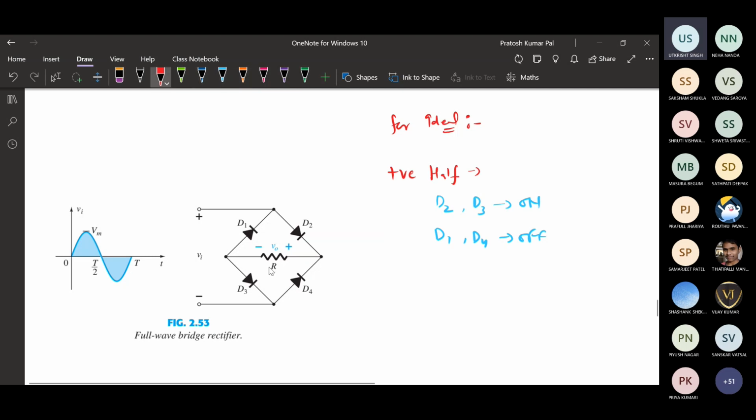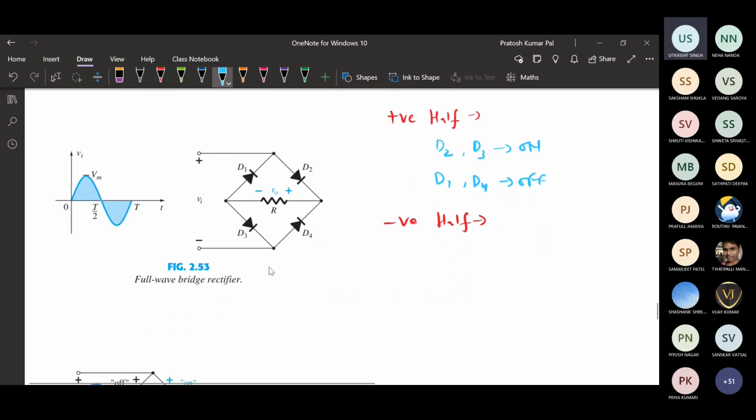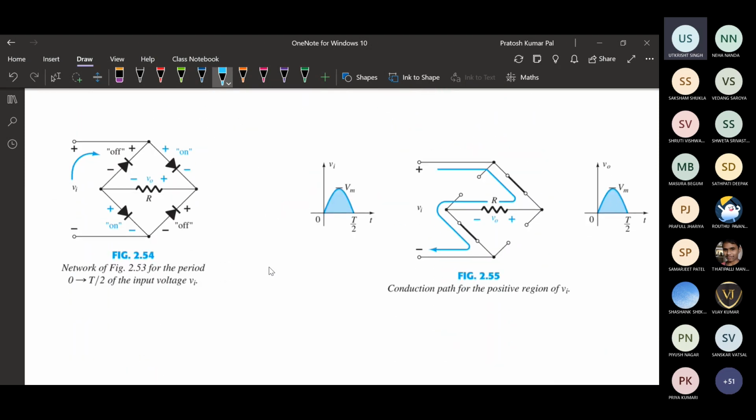Similarly, in case of the negative half, suppose we have applied negative here and positive here. If it is negative this diode will be on, so D1 will be on, and if it is positive D4 will be on, and D2 and D3 will be off. Once it is on and off for the positive and negative half cycles, we can compare what the output will be.